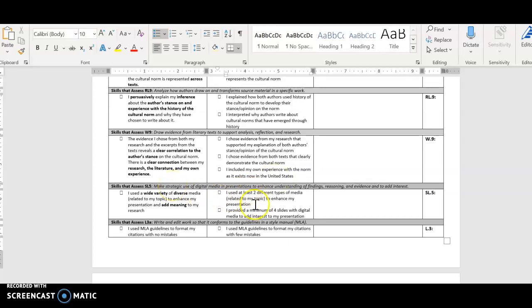Okay, our last two skills are make strategic use of digital media and presentations to enhance understanding of findings, reasoning, and evidence, and to add interest.